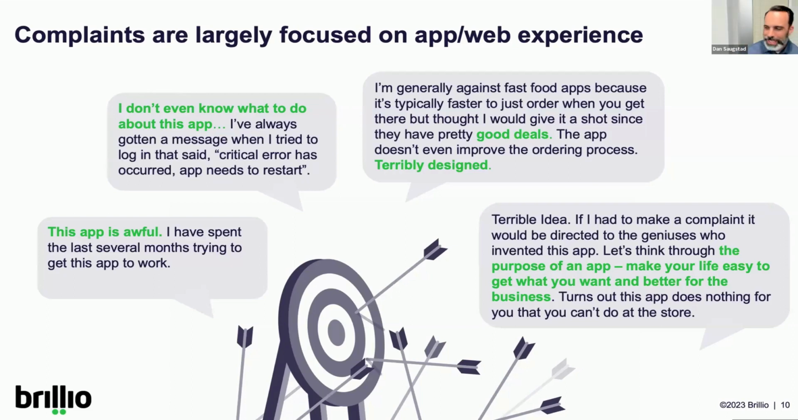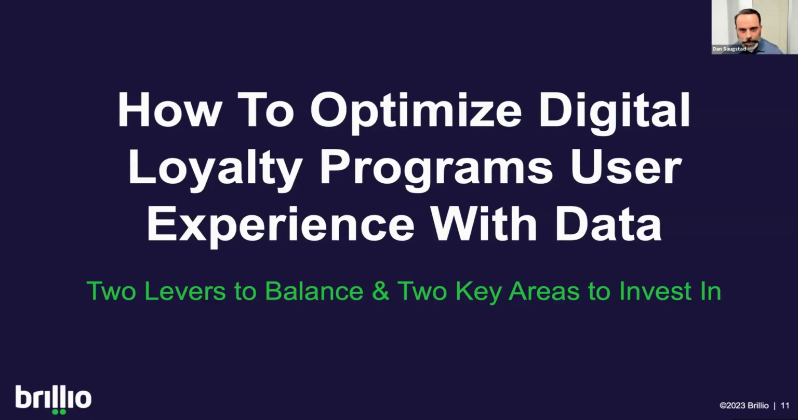And so inside of all of these statements we're seeing, these frustrations we're seeing, is that end user experience, the area that just gets neglected the most, which tends to be that digital app or web experience. So following out of that, you would ask the question, how am I supposed to optimize my digital loyalty program using data? How do I make sure that experience is better for my customers? So what we wanted to provide, something helpful for you, both to think through, maybe get some aha moments, also some tips and thoughts on how you can talk to your teams about what to do, is 2 levers to balance and then 2 key areas to invest in.